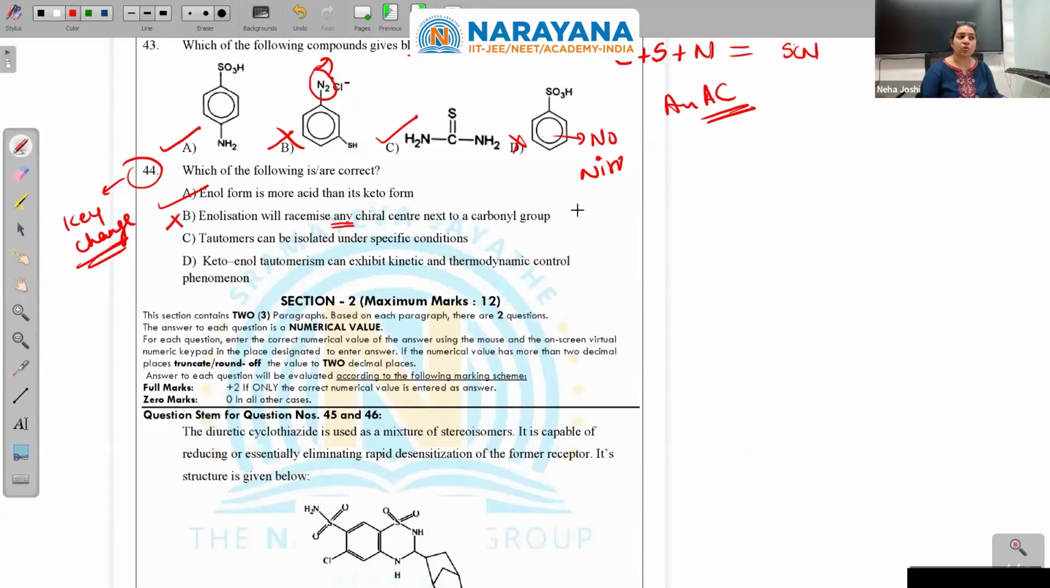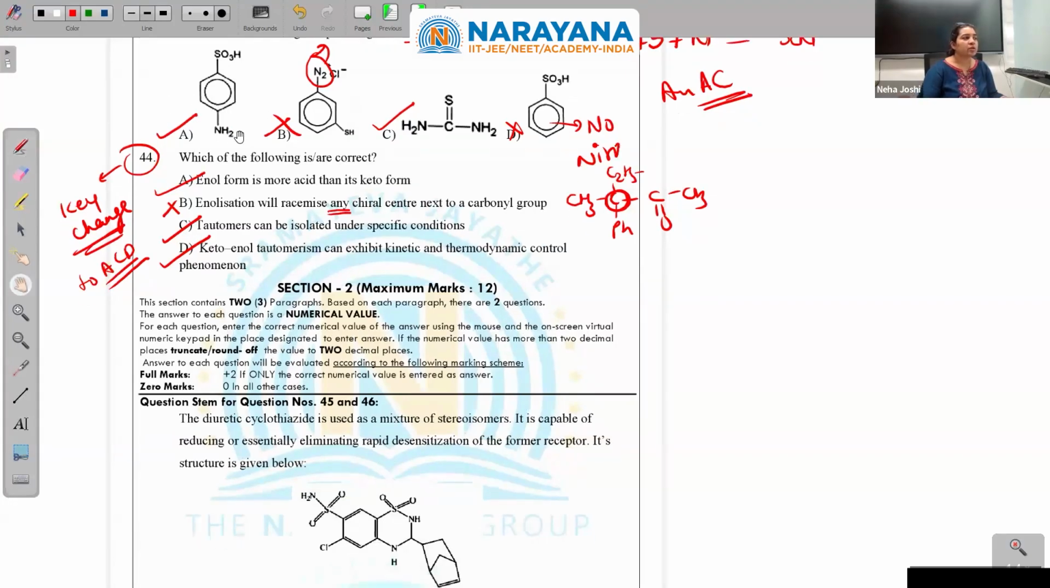If it said it can racemize a chiral center next to a carbonyl group, then true. But any chiral center, no, because for example, if I have CH3, C2H5 and Ph, COCH3, then this will not be racemized as there is no alpha hydrogen. Tautomers can be isolated under specific conditions. Yes, keto-enol tautomerism can exhibit kinetic and thermodynamic control, because it is completely reversible. So 44 key change to ACD, that is correct.